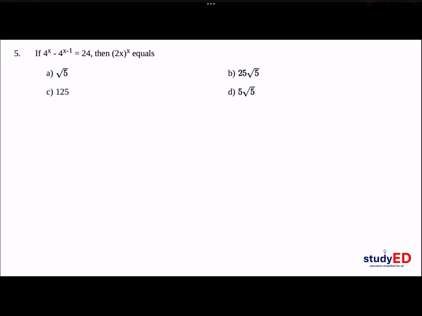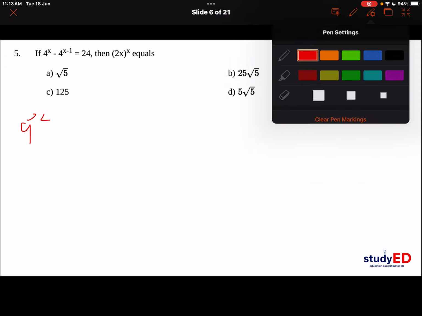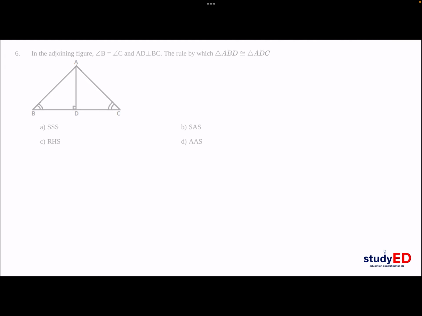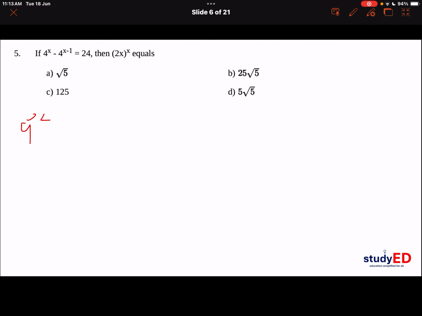This seems a little tricky at first sight, but it's pretty easy to get it out really quickly. Now you just have to use a little bit of a law over here. 4 to the power x minus 4 to the power x minus 1 is equal to 24. Let's try to break this down in simple clarity.